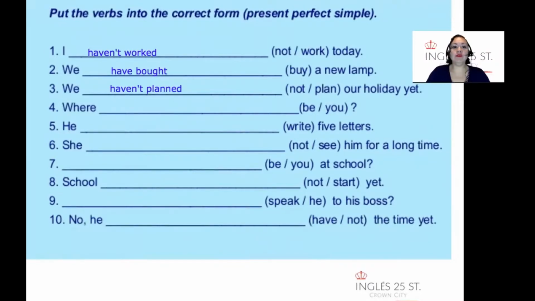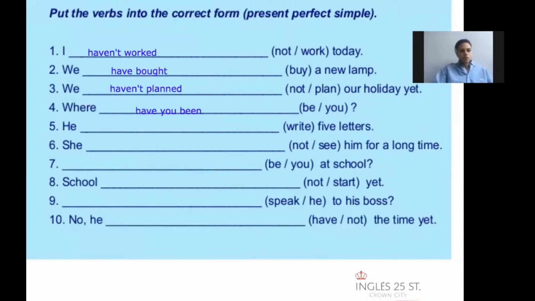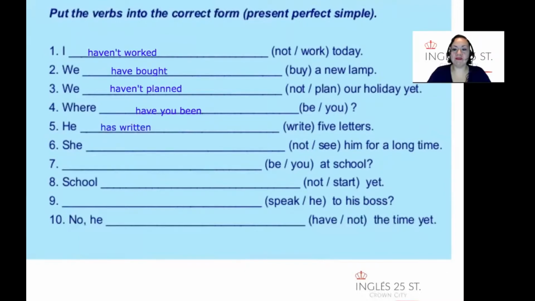Number 4, it says, where be you? How would you put it, Paula? Where have you been? Excellent. Number 5, he write 5 letters. He has written 5 letters. Excellent. Good.